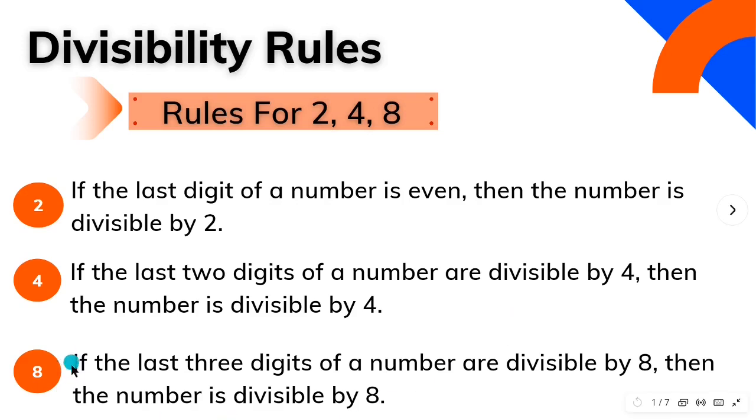The numbers divisible by 8. If the last three digits of a number are divisible by 8, then the number is divisible by 8. The numbers ending with, say, 104, 928, 752, 112, 256, 496. These numbers, or all such numbers which have the last three digits divisible by 8, are the numbers which are divisible by 8.